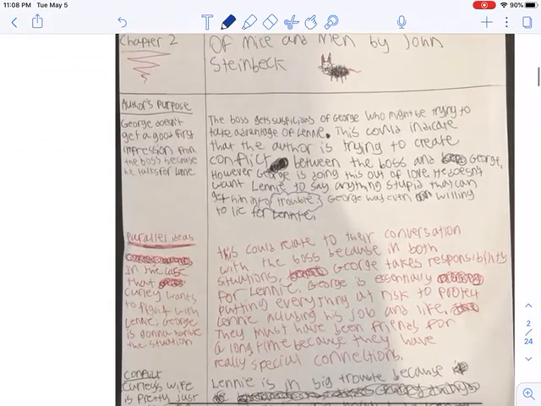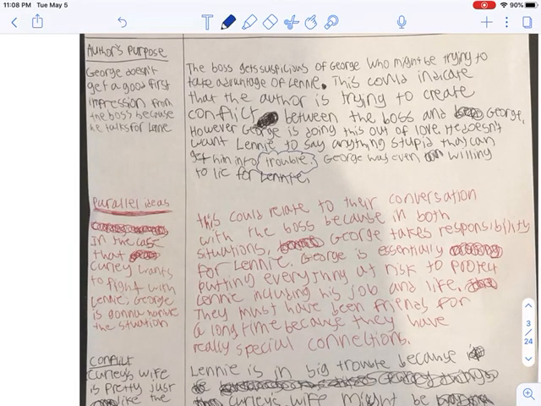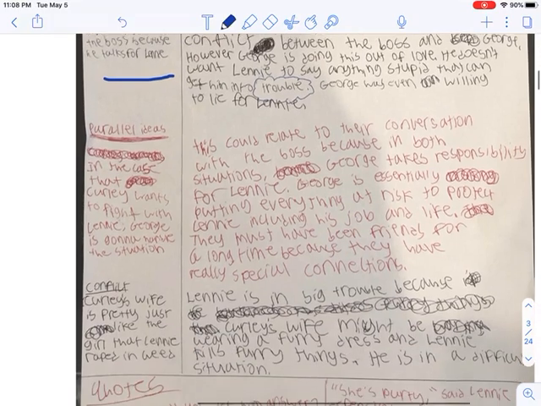Abby wrote about Of Mice and Men, and she wrote, the boss gets suspicious of George, who might be trying to take advantage of Lennie. If you remember, in chapter 2, that happens. She mentions that George doesn't get a good first impression from the boss because he talks for Lennie.